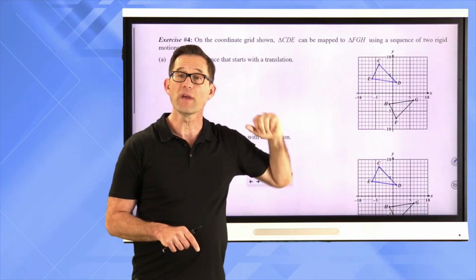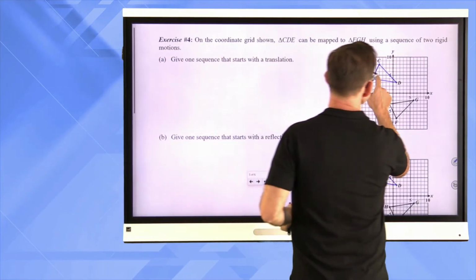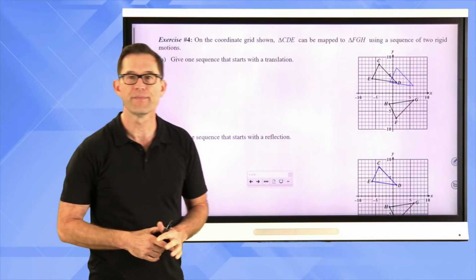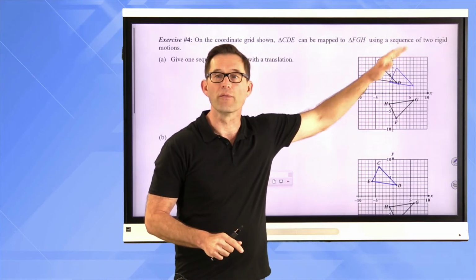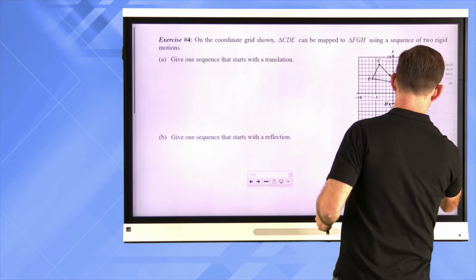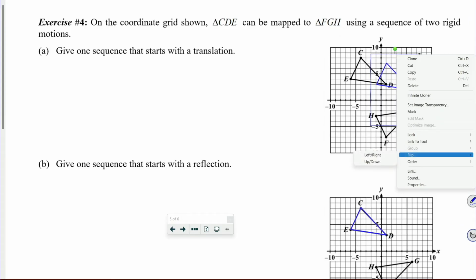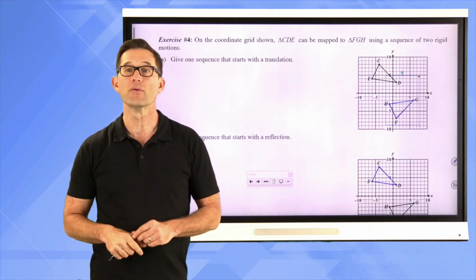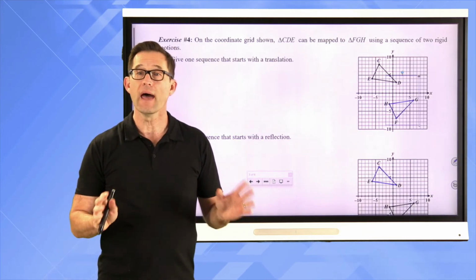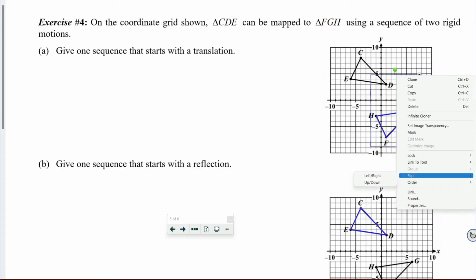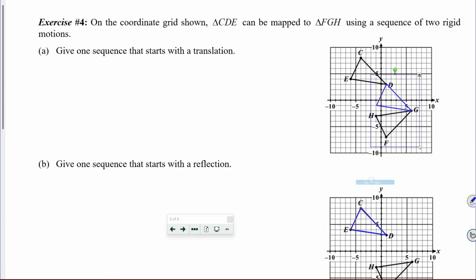Okay, so one thing I could do is translate this thing down to here. And then once I've done that, I could reflect across the x-axis. Let's do that. Flip, up, down. That didn't quite work. Reflect across the x-axis, and that will put me right there. Now, let me undo that. I've got to flip again, up, down. Come on. There we go.